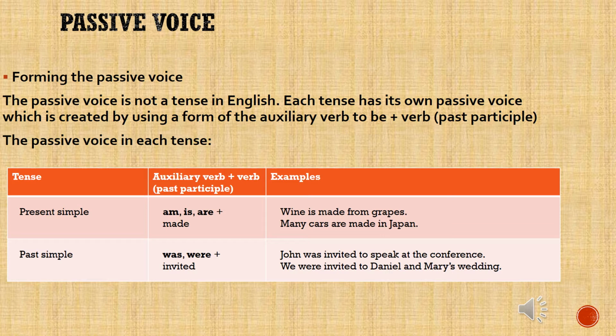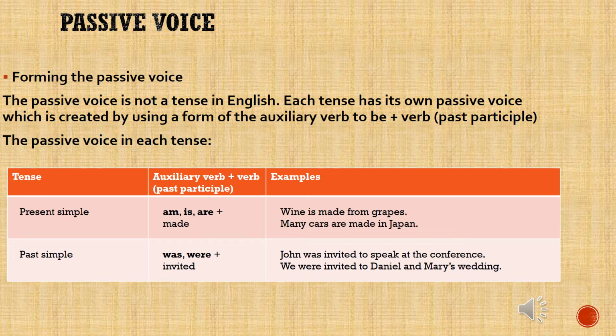Okay, remember past participle. So we're not going to use the verb in the base form. For example, speak. We are going to use the verb in the past participle form, which is spoken. We're not going to use speak, which is in the base form. We're going to use spoken, which is in past participle. Okay, remember that. That is very important.